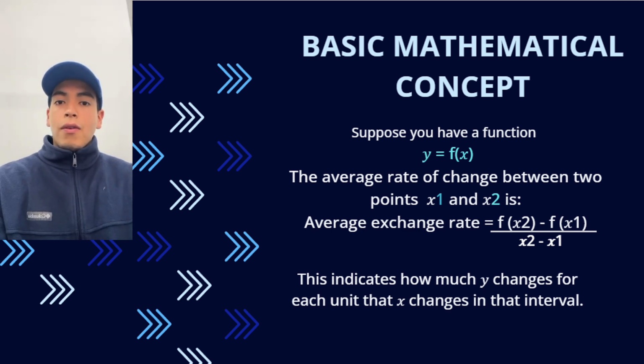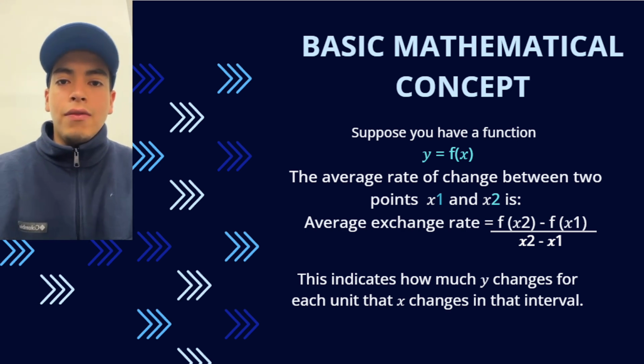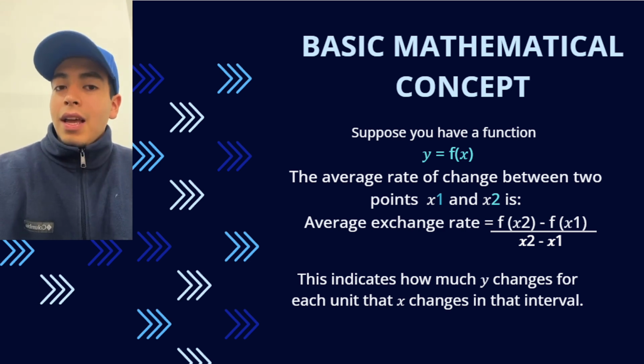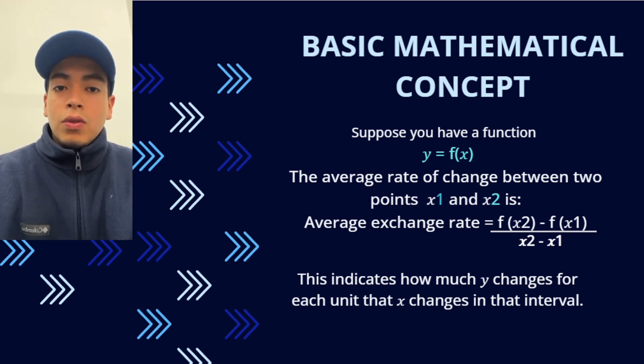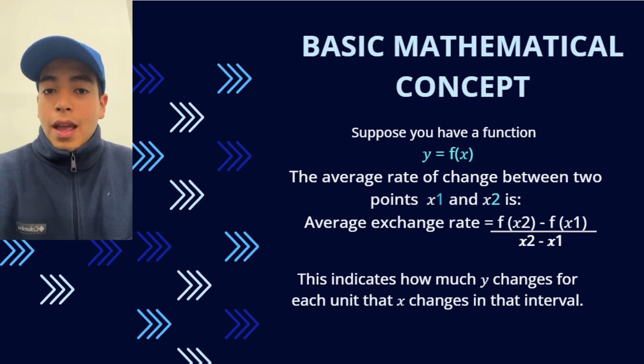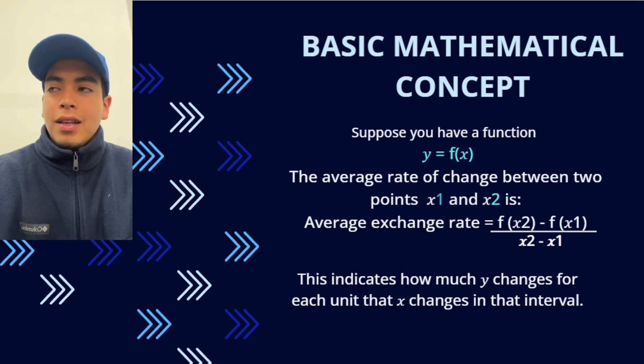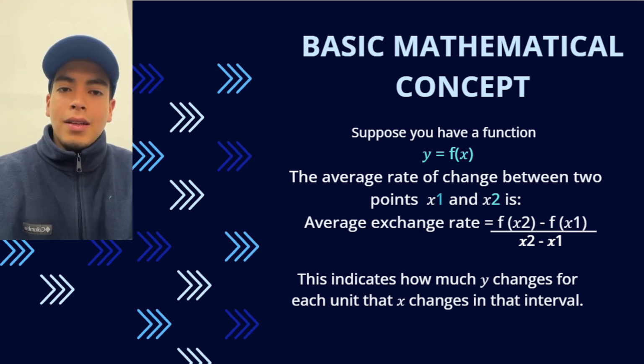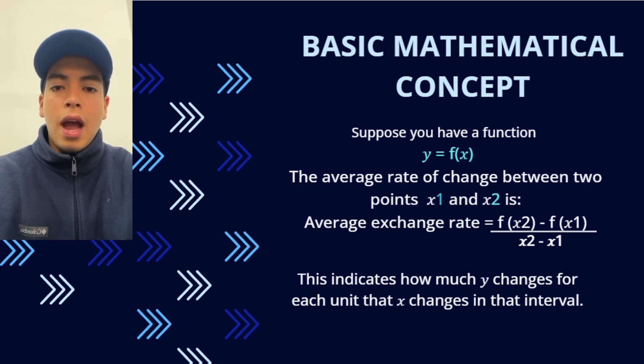The average rate of change between two points, x sub 1 and x sub 2, is calculated by taking the difference in the function values, that is, f of x sub 2 minus f of x sub 1, and dividing by the difference in the x values, x sub 2 minus x sub 1. In plain English, you measure how much y goes up or down on average for each single unit step in x across the interval.